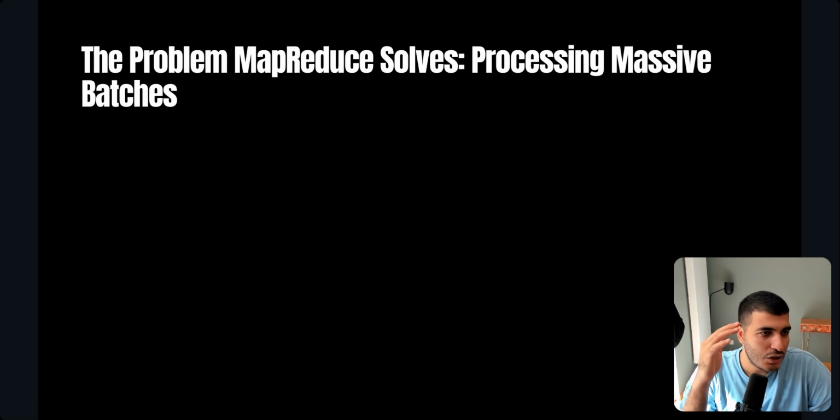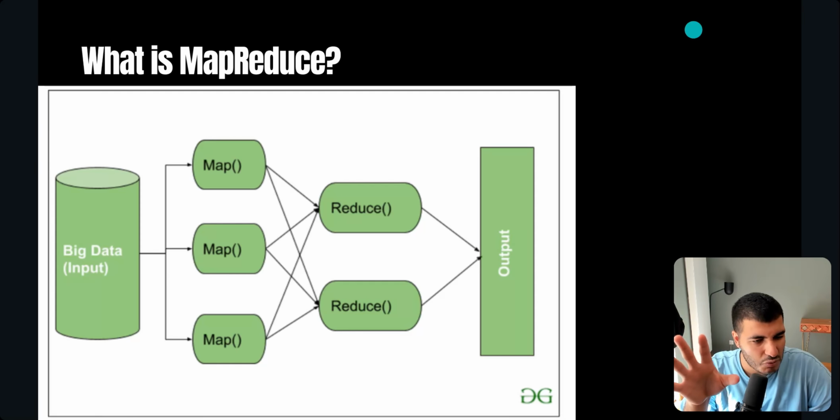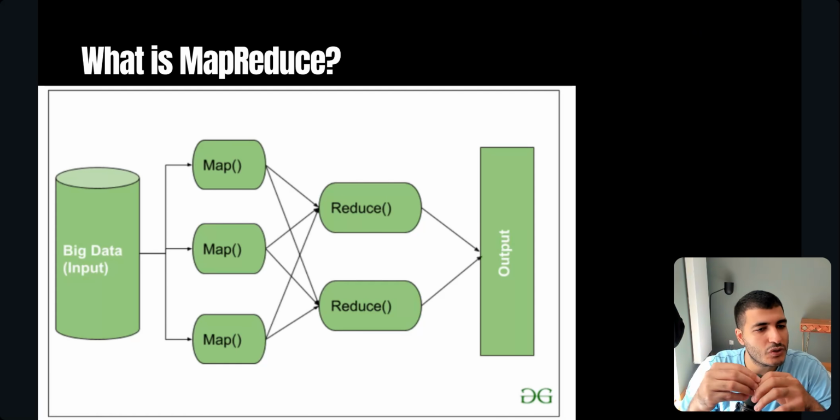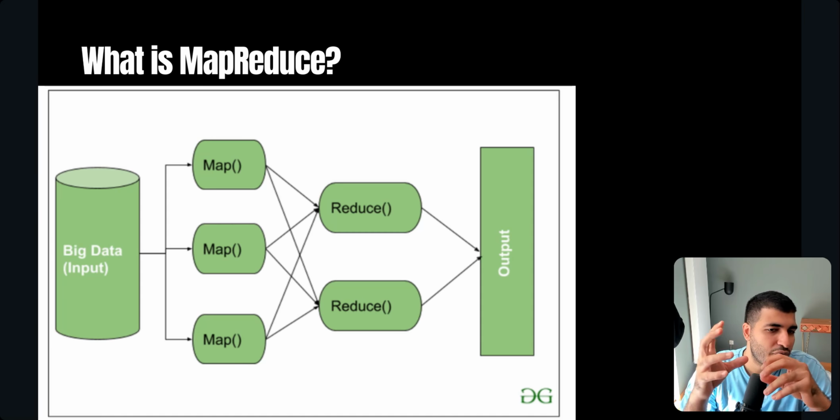Okay, before we talk about how it works, let's talk about what it actually is. MapReduce is a programming model and an associated execution framework for processing large datasets in a distributed and parallel fashion. As the name implies, it consists of two primary phases, map and reduce. Let's talk about the map.